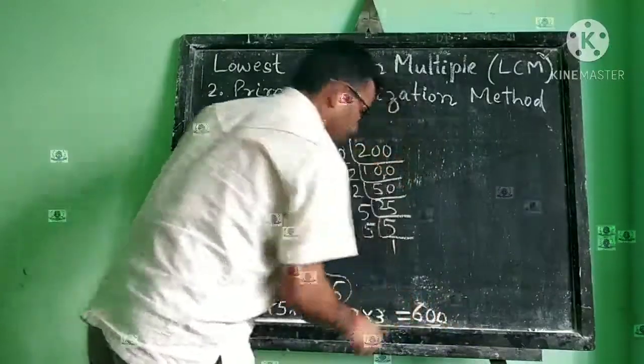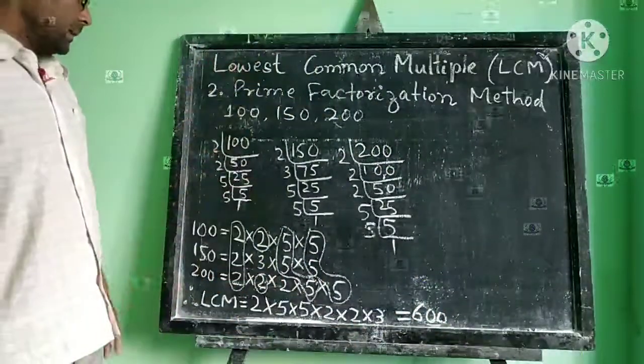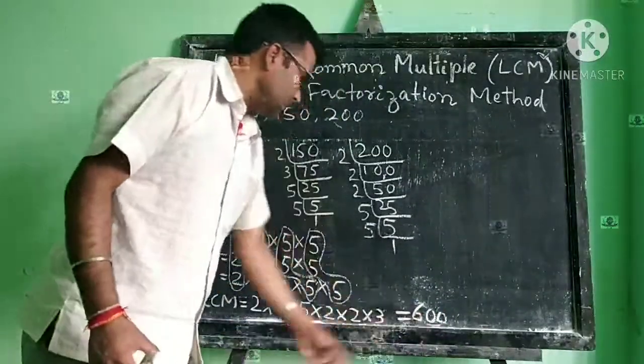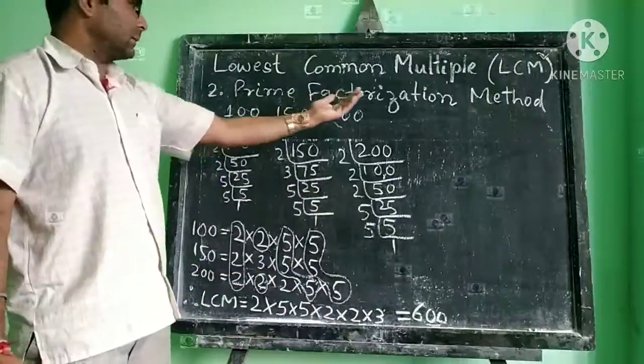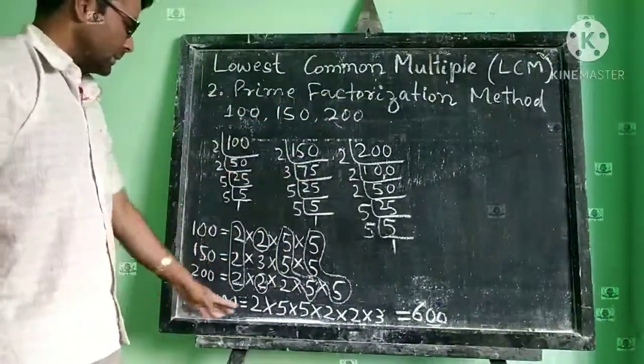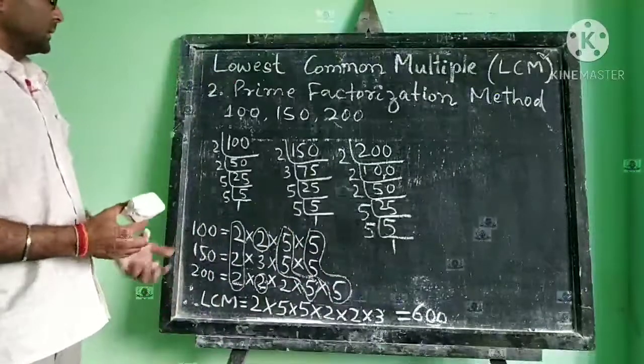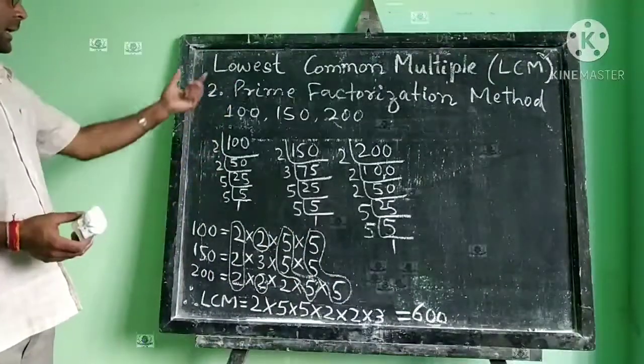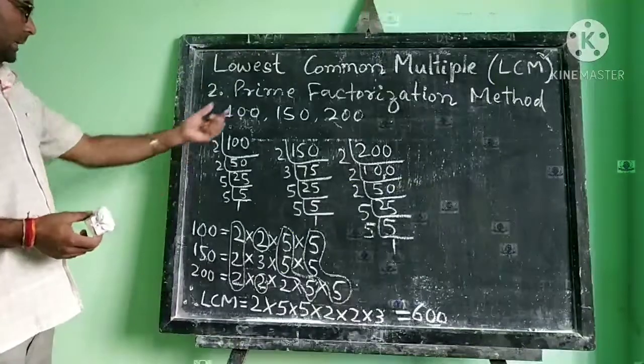So in the first process, that is the multiple method, we found LCM 600. Now using this method, that is the prime factorization method, here also we found LCM 600. So this is the second method to find LCM of the same numbers.